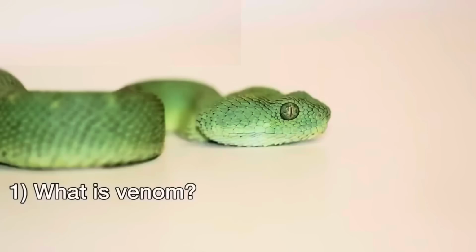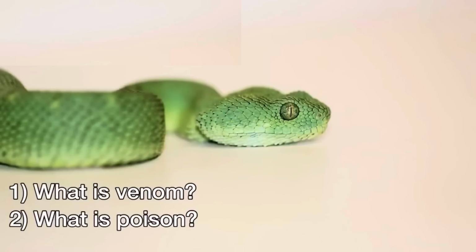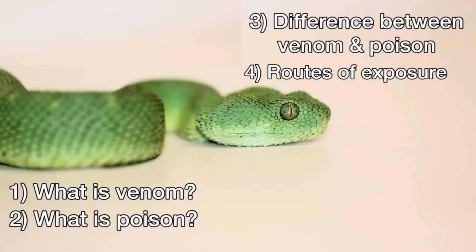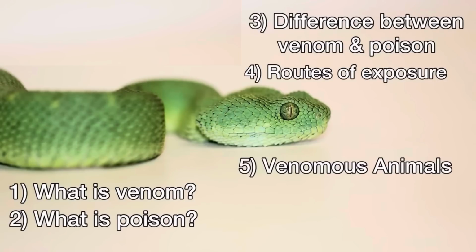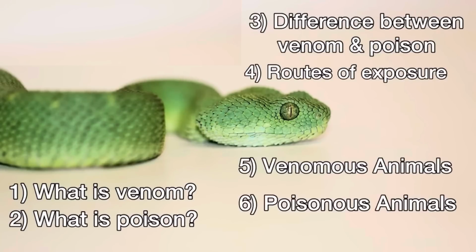We'll cover what is venom, what is poison, what's the difference between the two, how does each enter a target, and some examples of both venomous and poisonous animals.